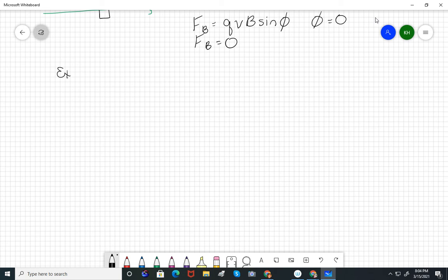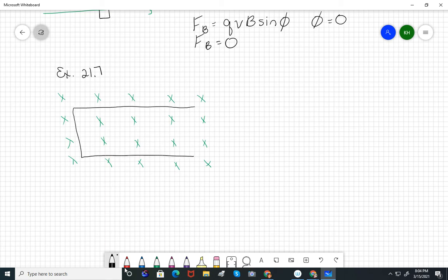So this example is 21.7. It should be in your textbook. Again, we're going to have a uniform magnetic field that points directly into the board. We're going to have a conductor, a U-shaped conductor, like conducting rails.